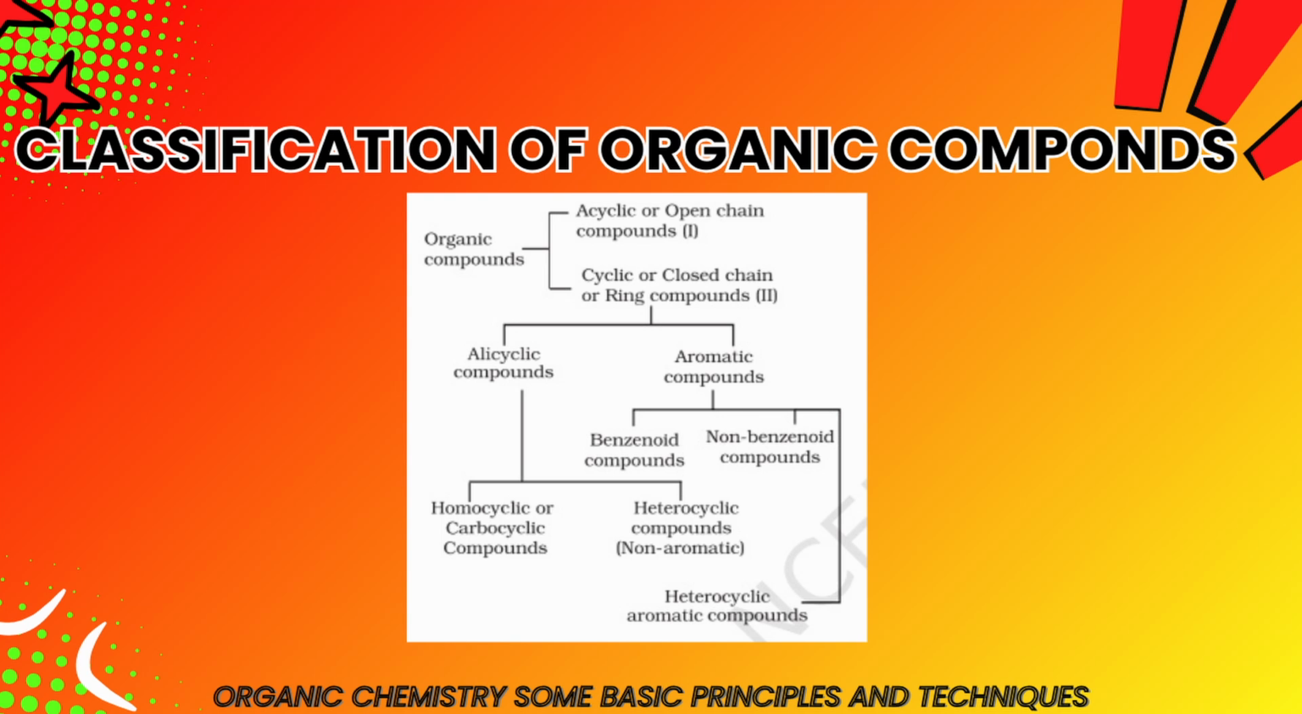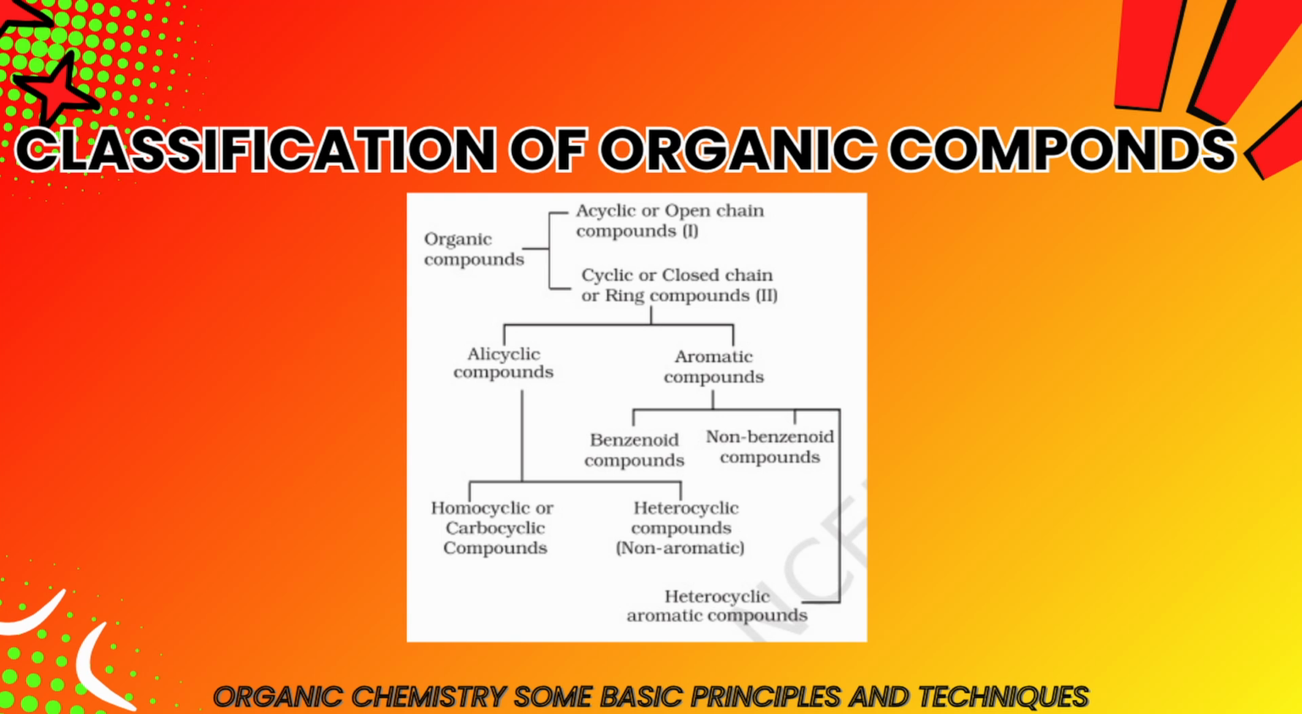Another way to classify organic compounds is based on functional group. A functional group is a specific atom or group of atoms attached to a carbon chain that defines the chemical property of the compound. The carboxyl group and the hydroxyl group are examples of functional groups.